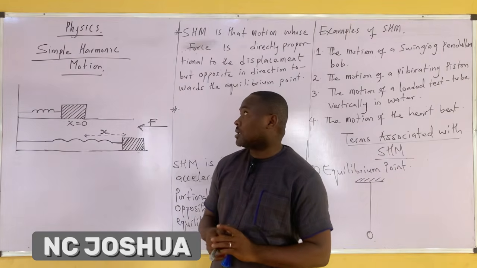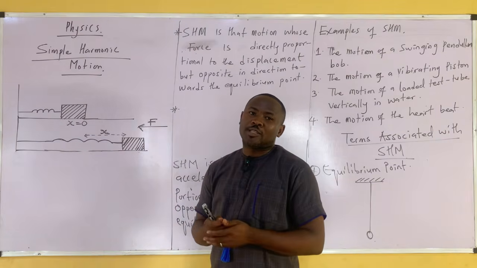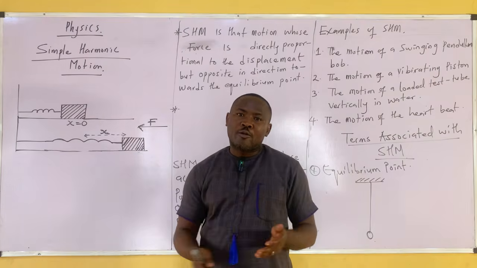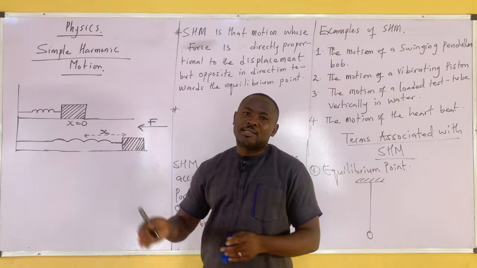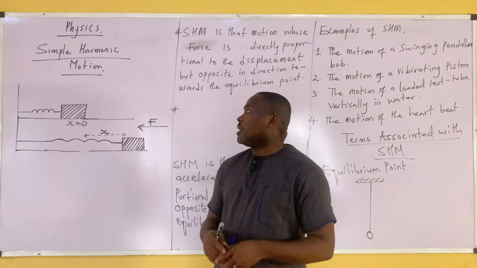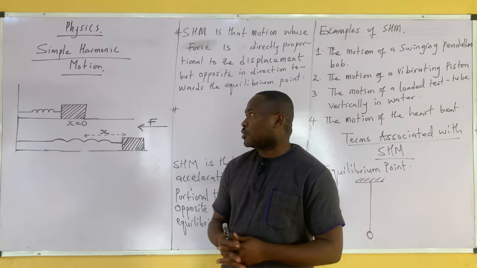Today we'll be looking at simple harmonic motion. Now, what is simple harmonic motion? It is motion where the object goes to and fro, front and back, passing the equilibrium point as it goes to and fro. So, some people call it a to-and-fro motion. That is a simple harmonic motion.